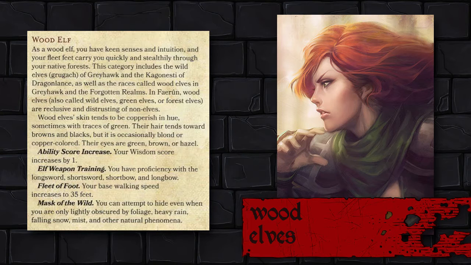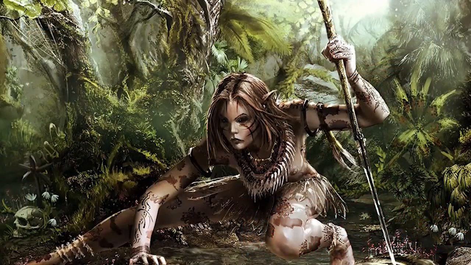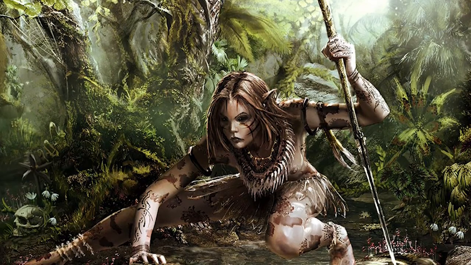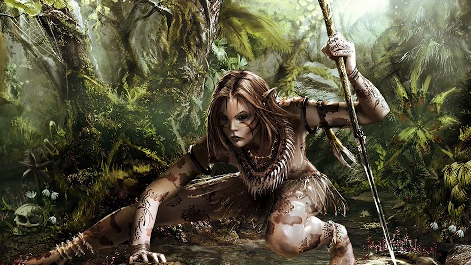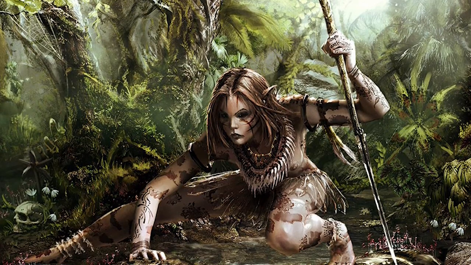Now this is one of the coolest things that a race can give you ever, in my opinion. It allows you to attempt to hide even when you are only lightly obscured by foliage, heavy rain, falling snow, mist, or other natural phenomena. Now, later on in the game, because I still assume that you haven't spent a lot of time playing D&D, you're going to find out that hiding can be very important, especially if you're playing one of them sneaky classes.